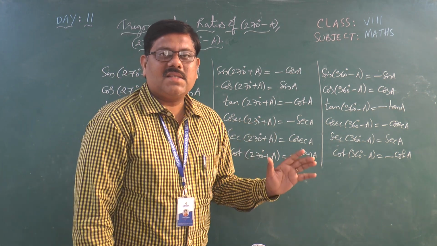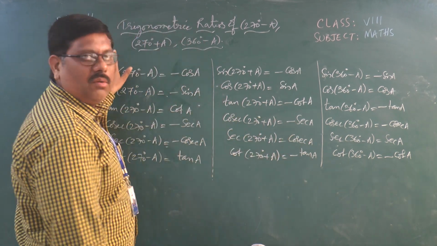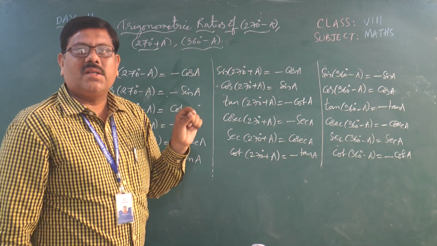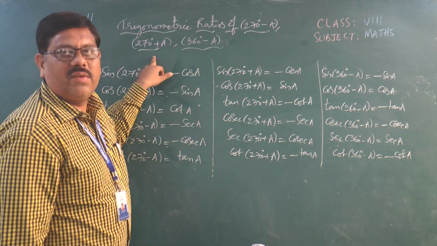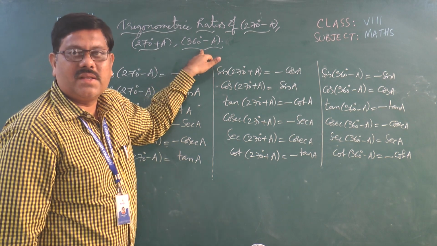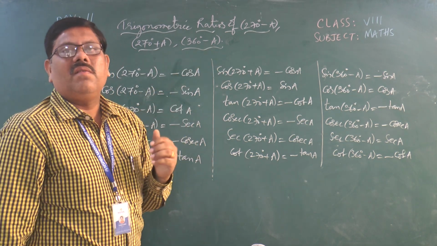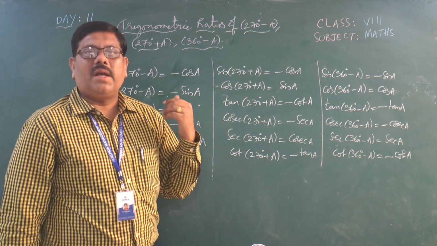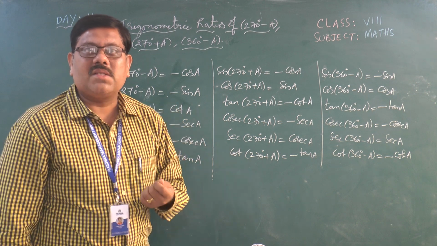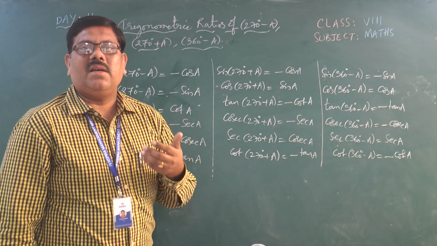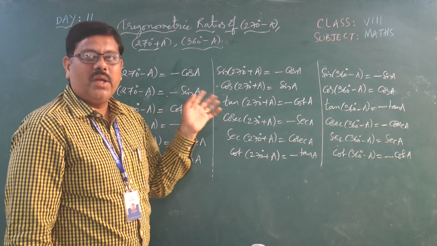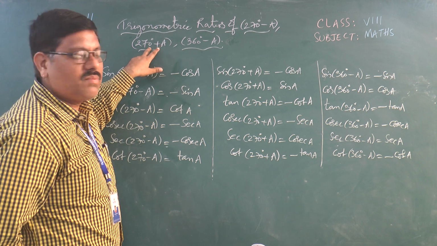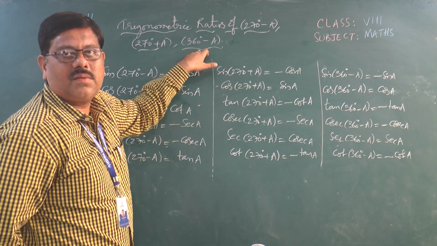Today for class 8 students under the topic trigonometry we are going to study trigonometric ratios of 270 degrees minus a, 270 degrees plus a, 360 degrees minus a. In previous class we have seen trigonometric ratios of 90 plus a, 180 minus a, 180 plus a. Today in our class we are going to see trigonometric ratios of 270 minus a, 270 degrees plus a and 360 minus a degrees. Okay.